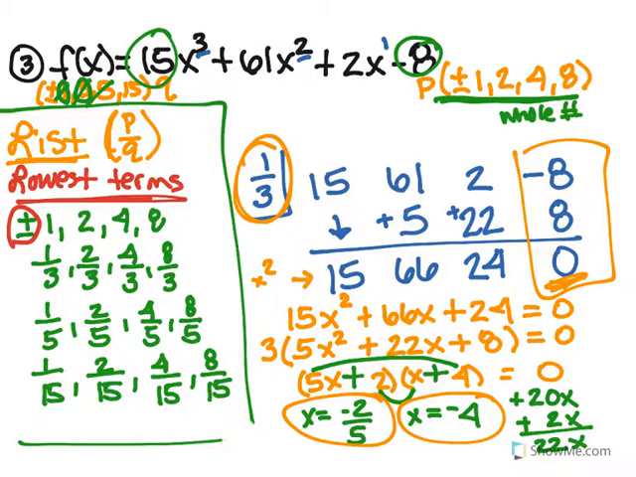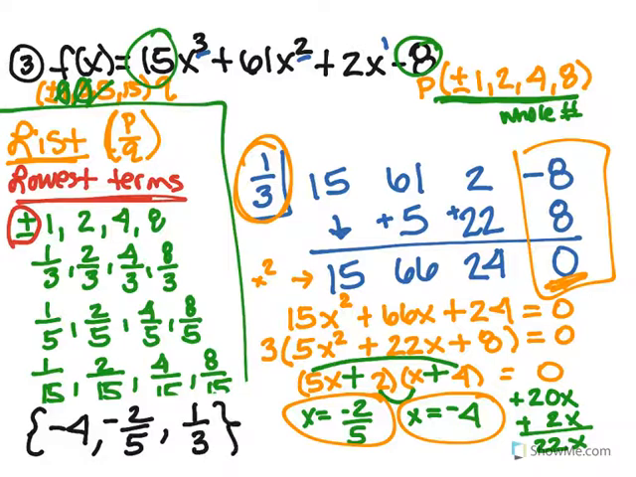So, kind of erase a little bit so I can write. My three answers for this polynomial will be negative 4, negative 2/5, and a positive 1/3. So I'm showing you, you see only one whole number worked. The other two answers are fractions. And that's okay. Okay?